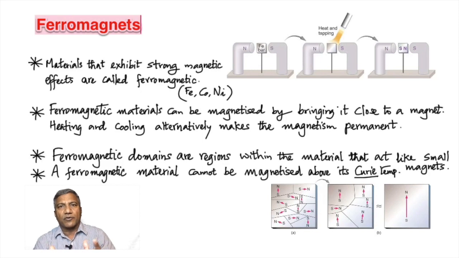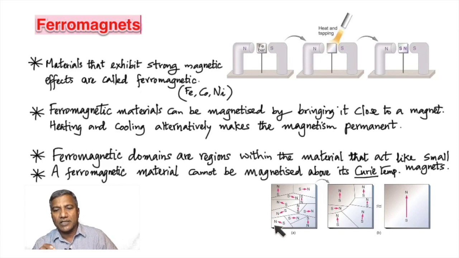And when we talk about ferromagnetism, you have ferromagnetic domains or regions within the material that act like small magnets, as you can see here. These are the ferromagnetic domains. Each cell, each region is a ferromagnetic domain.